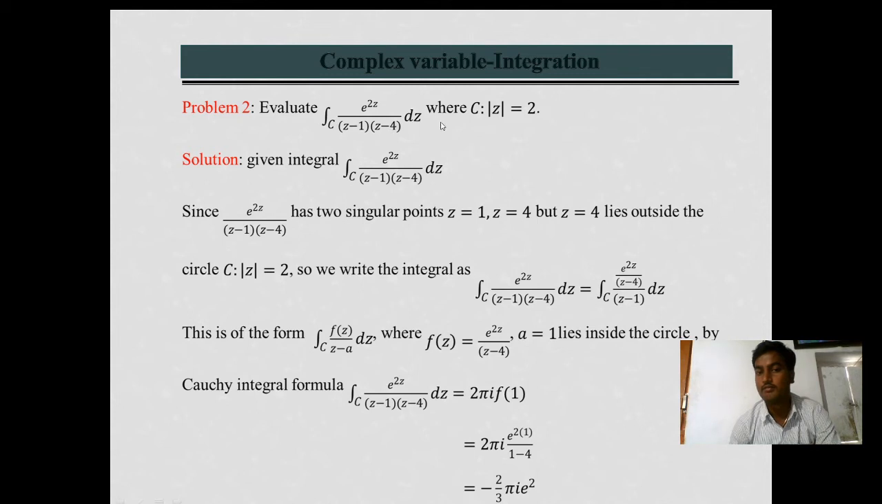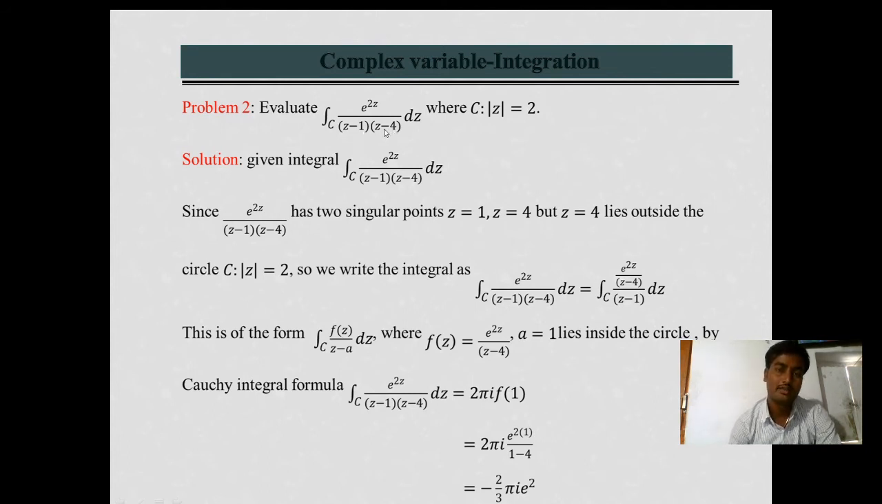Evaluate this problem: e power 2z by (z minus 1)(z minus 4), where C is mod z equal to 2. See, mod z equal to 2 means there are two singular points. If we consider f of z as this, it has two singular points, z equal to 1 and z equal to 4. Therefore the function is not defined at z equal to 1 and z equal to 4. These are the singular points.